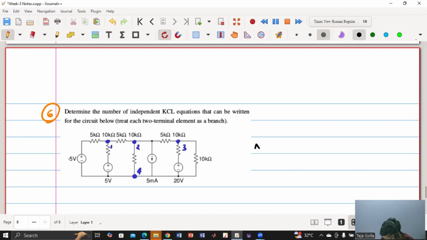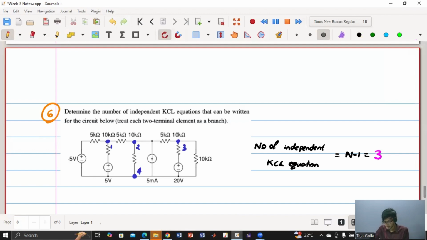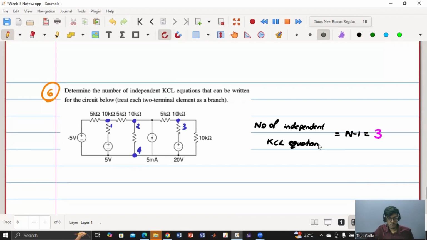So the number of independent KCL equations: how many? N minus 1, right? Three. So 3. Is this clear, how we are getting the number of independent KCL equations? We have seen it is the number of nodes minus 1. The number of nodes is 4, so the answer is 3. Any queries in this question?